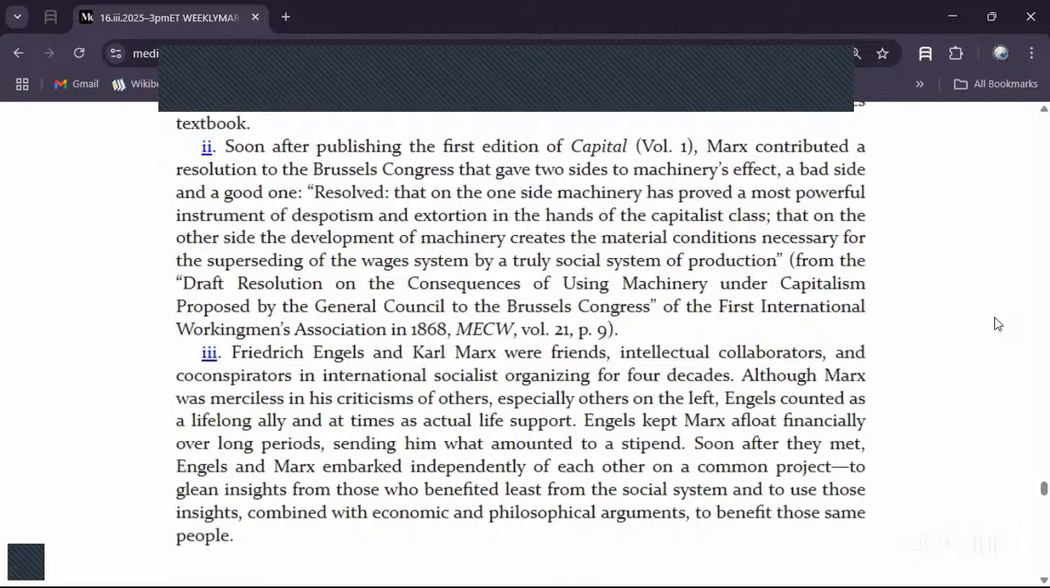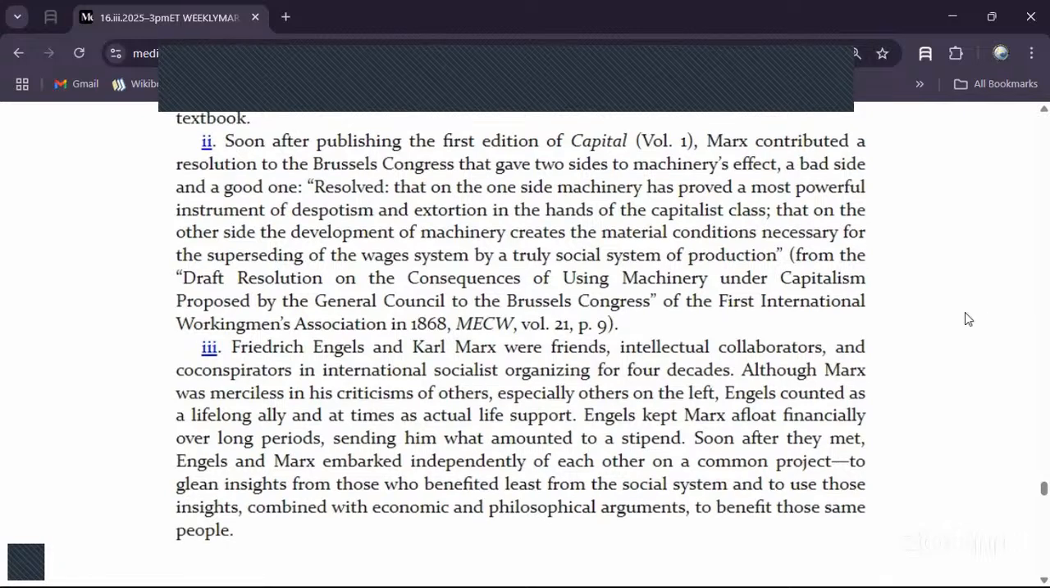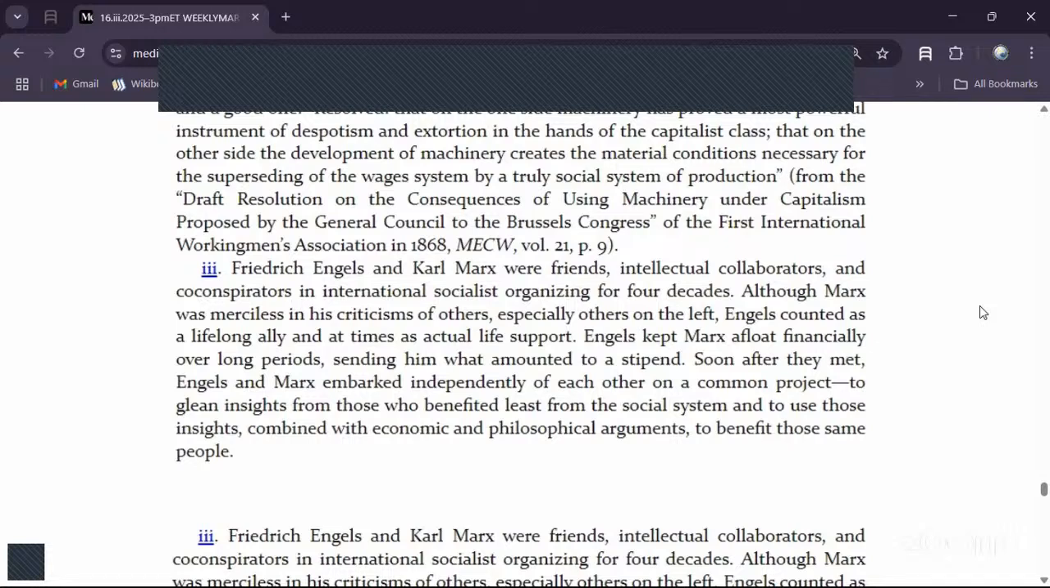Editor's Note 2. Soon after publishing the first edition of Capital, Volume 1, Marx contributed a resolution to the Brussels Congress that gave two sides to machinery's effect, a bad side and a good one. Resolved, quote, that on the one side, machinery has proved a most powerful instrument of despotism and extortion in the hands of the capitalist class. That on the other side, the development of machinery creates the material conditions necessary for the superseding of the wages system by a truly social system of production. You can imagine that some people's eyes glazed over. But anyway, needless to say, it is about policy for Marx as well. It's not idle theory.